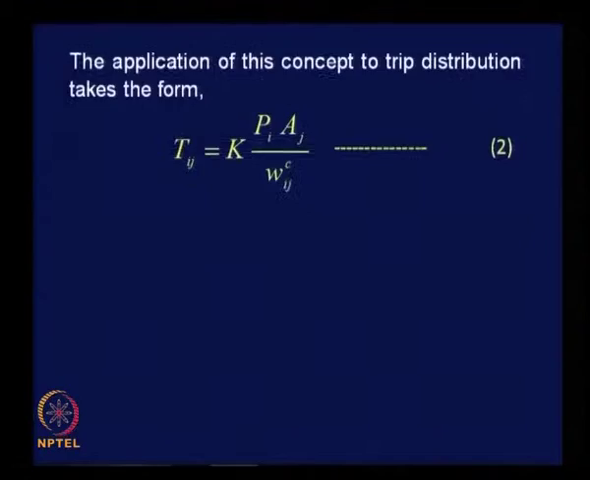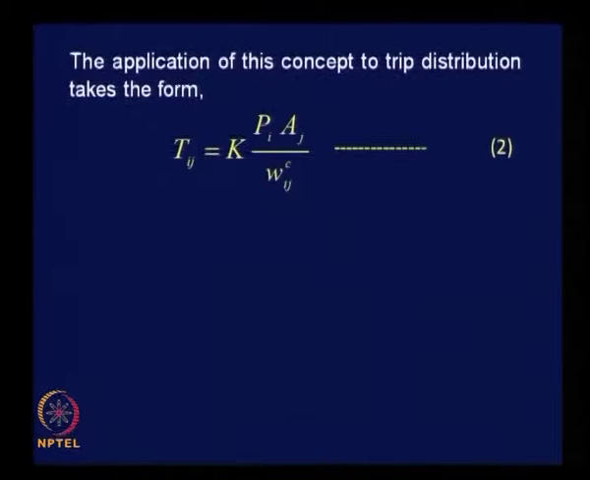The application of this concept to trip distribution takes the form as given here. You can say instead of force, the total number of trips interchanged between i and j is equal to k times Pi Aj divided by Wij raised to power c. We have just generalized the exponent part. Instead of 2, we are just giving a notation c.